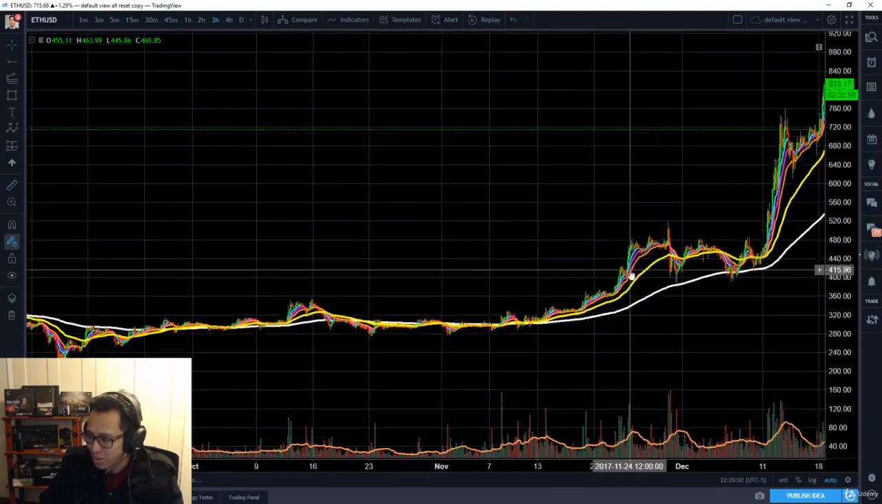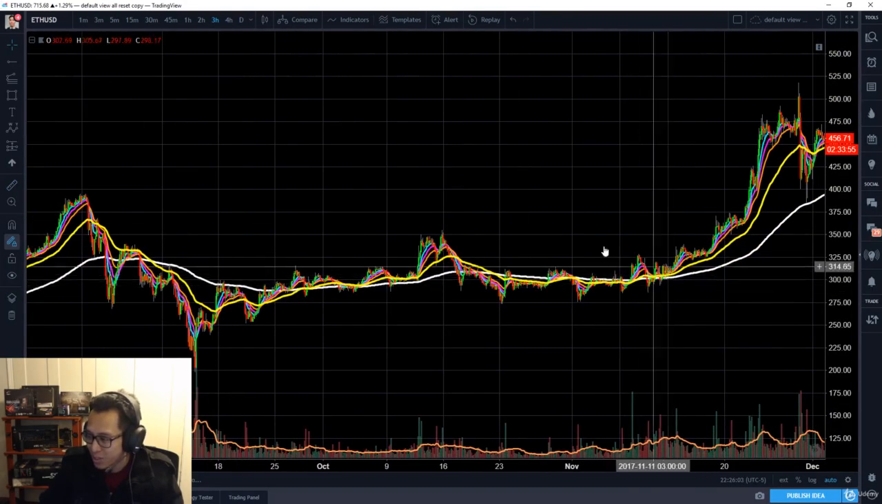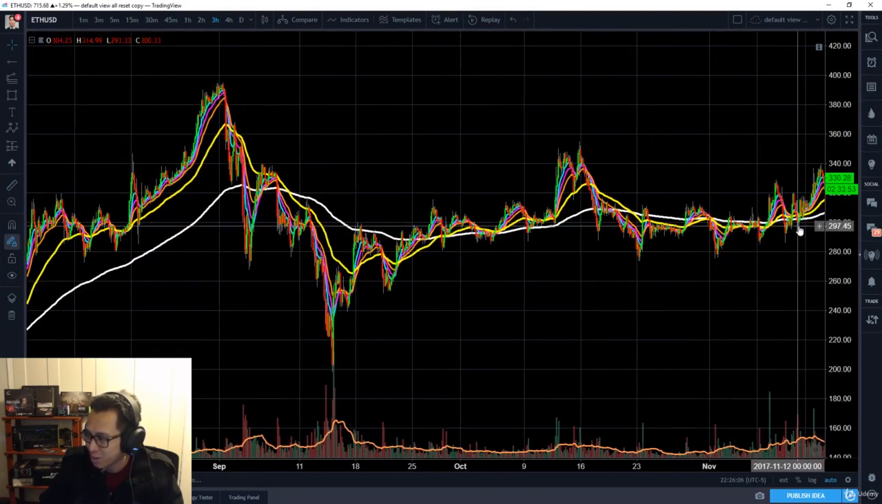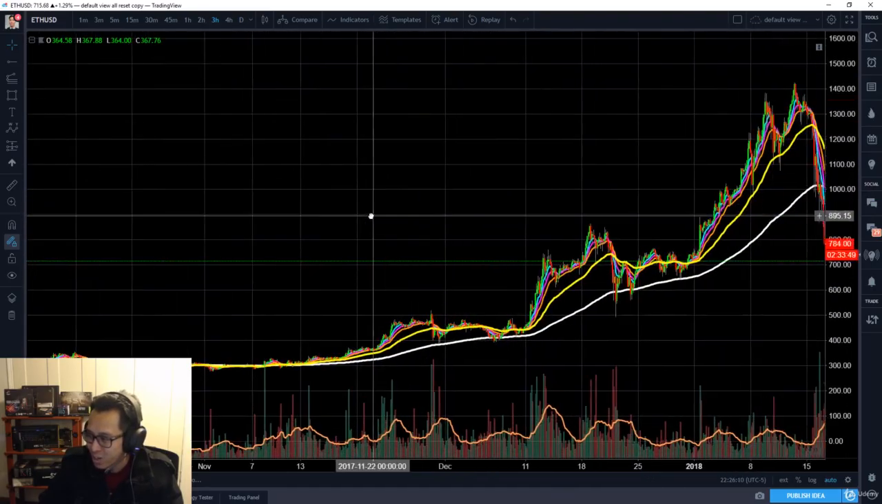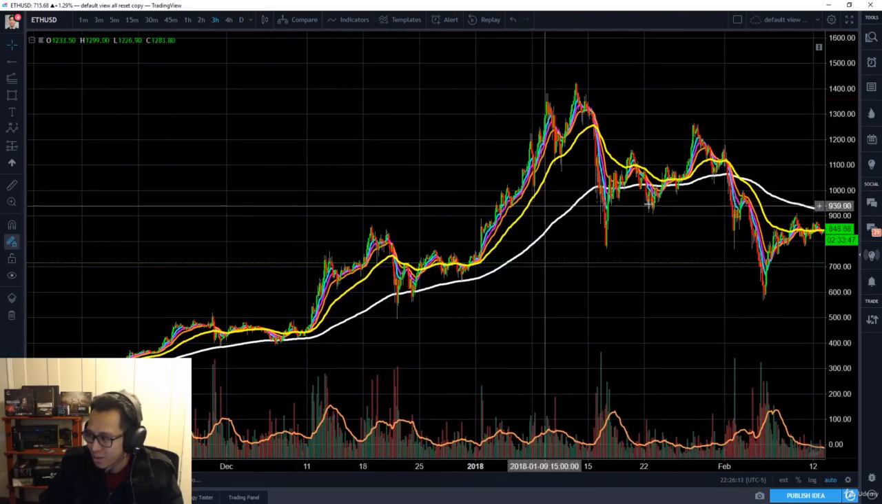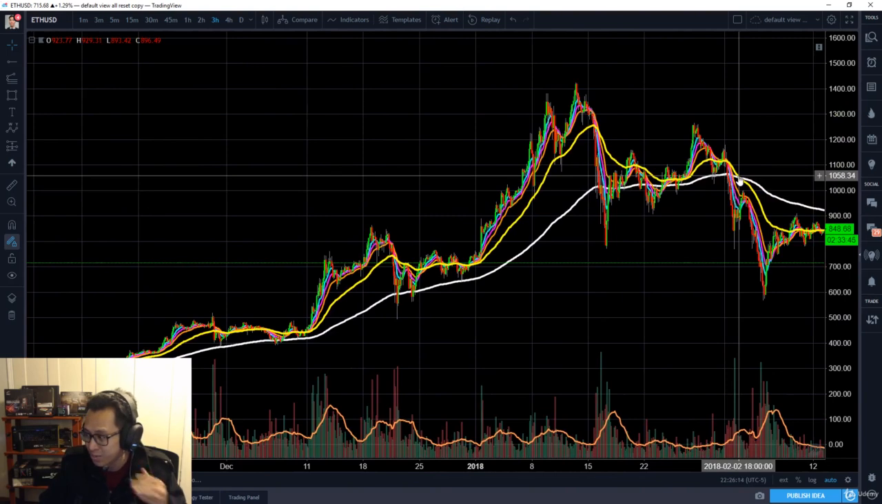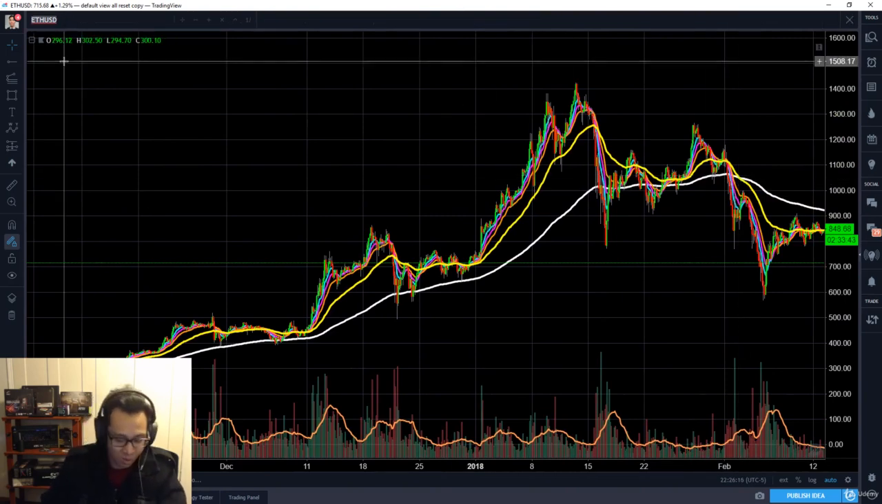So here is the big one for Ethereum. You would have entered it when it crossed over again, so right around this range, around $315, and you would have ridden it all the way till about $1,058. So it works on every coin.